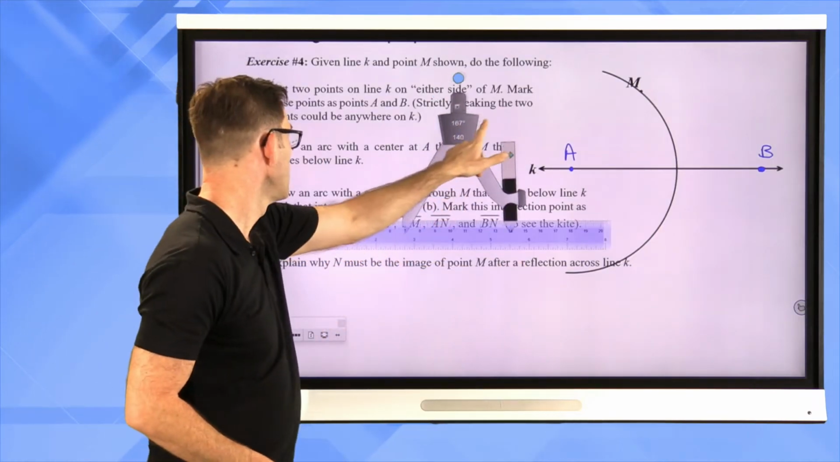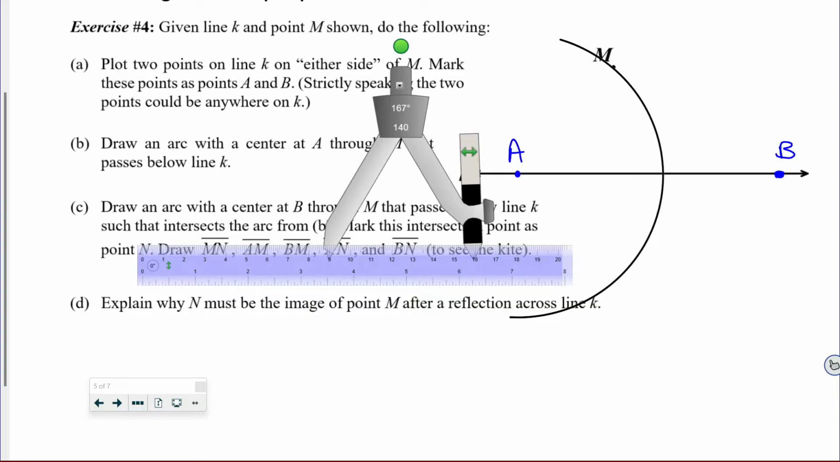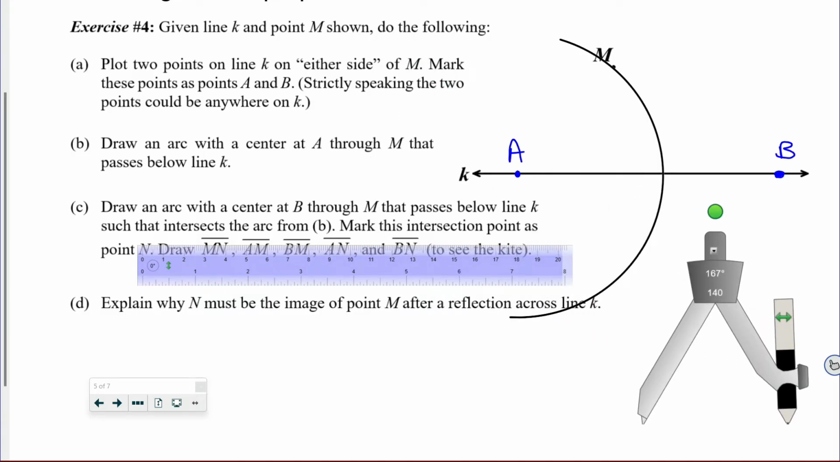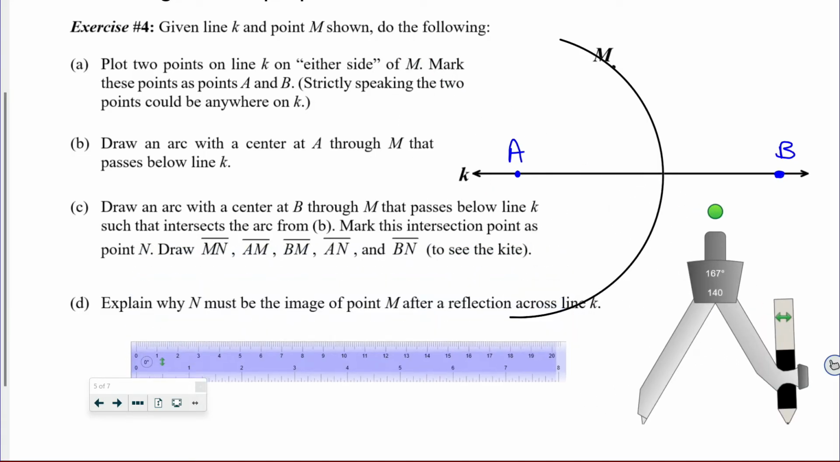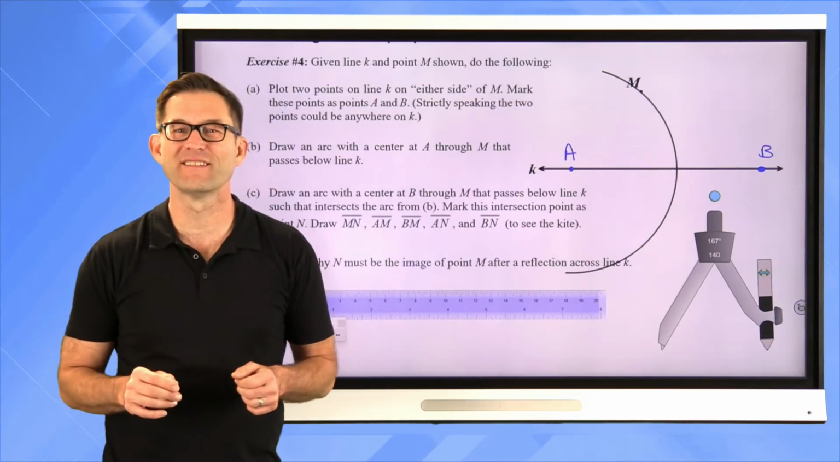Now, letter C. It's so hard to get these things so that they're not in the way. Draw an arc with a center at B that passes through M below line K such that it intersects the arc from A. Mark this intersection point as point N and then draw in segment MN, AM, BM, AN, and BN in order to see the kite. Okay, so let's do all of that.